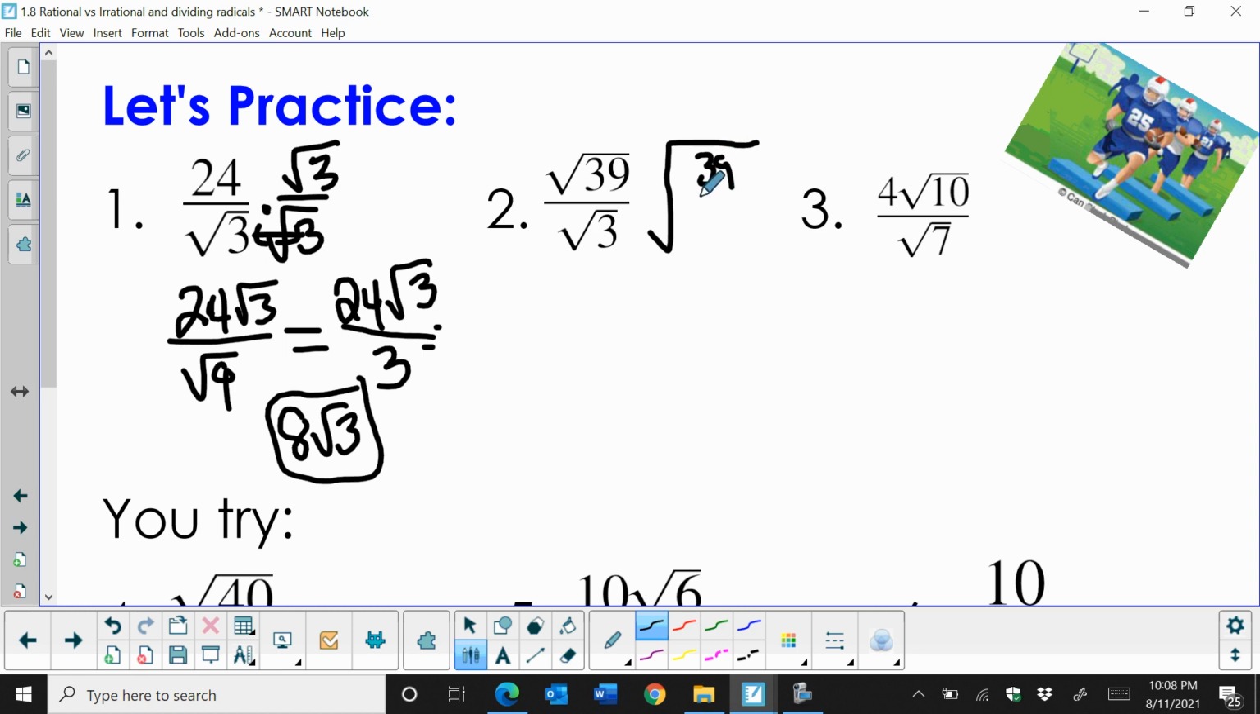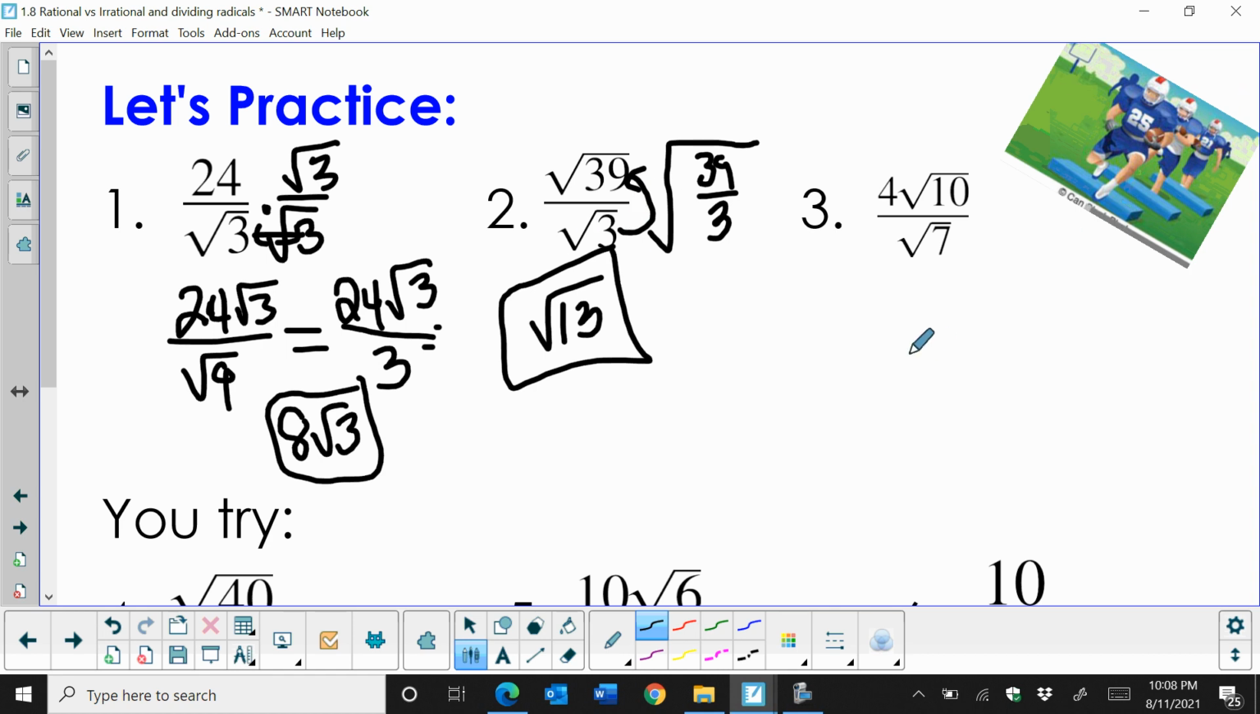39 divided by 3. Is 39 divisible by 3? And it is. It's going to be 13. So this just simplifies to the square root of 13. So those are very easy if these two numbers are both under the radical and they're both divisible. Just like when you multiply inside times inside, you can divide inside by inside.